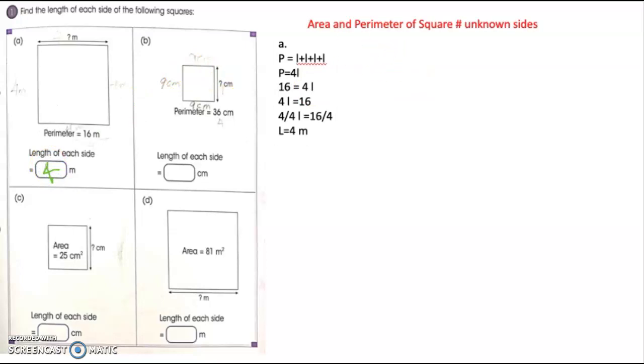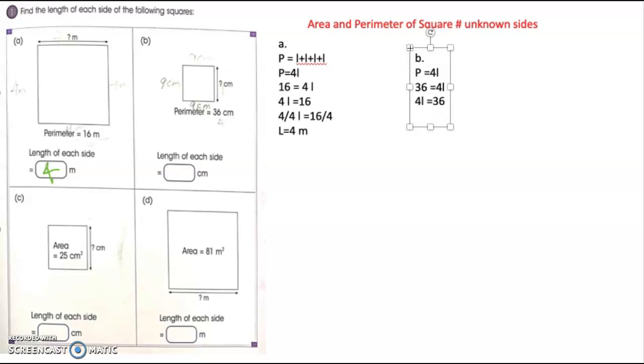Likewise, we can even do B. But again, I will just go for the shortcut. Perimeter of square is equal to 4L. So perimeter is given, that is 36, which is equal to 4L. Let me twist the formula, bring the 4L to the left side and then 36 to the right side.